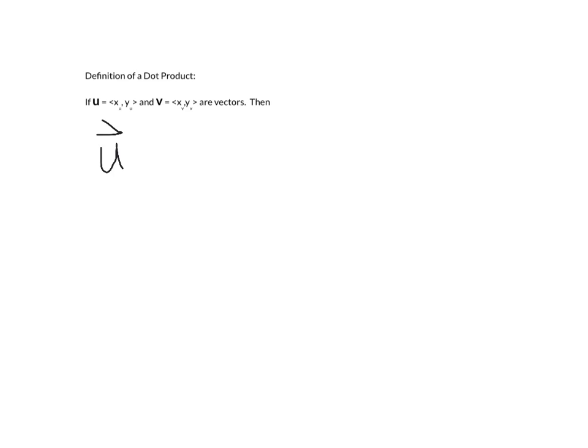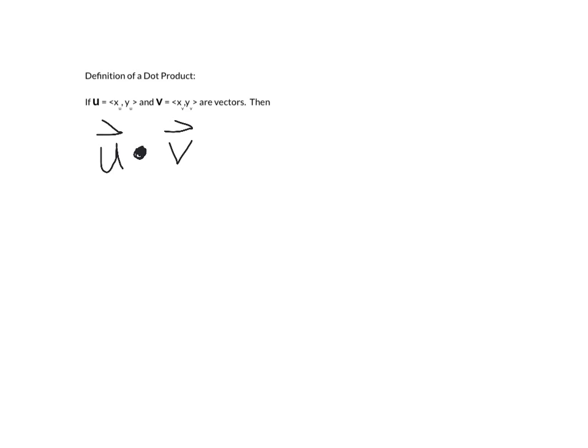Let's define a dot product. If u is x sub u, y sub u, and v is x sub v, y sub v, and they are vectors, then the dot product. I'm going to write the vector u, and I show the dot product with a dot. I'm just going to make my dot nice and fat. U dot V.